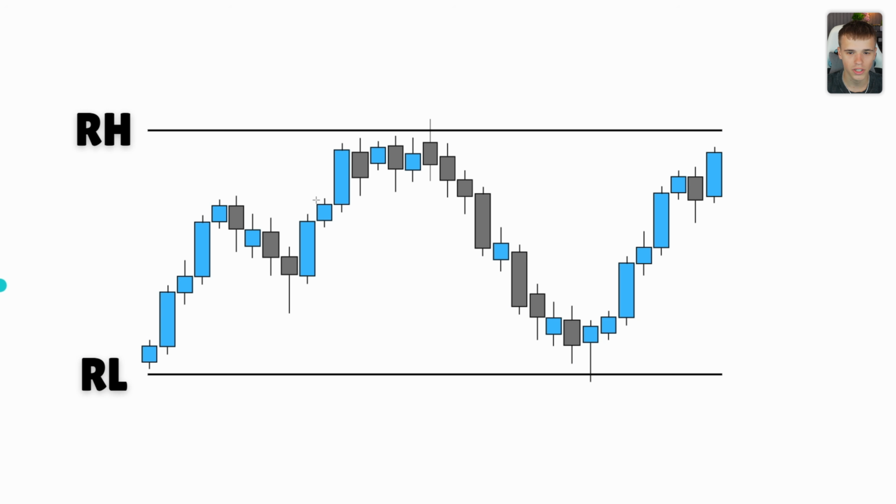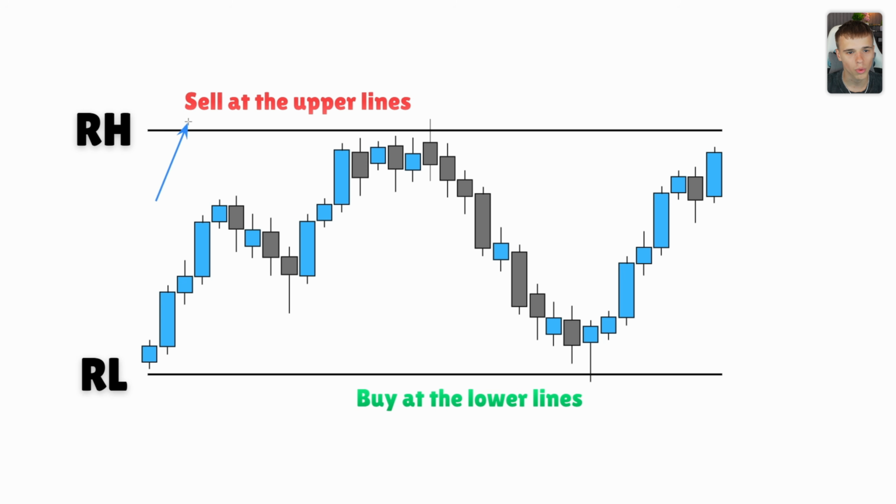So in the end that is going to look something like this. We are going to manipulate the range highs in the market, followed by that we are going to go down and take out the range lows in the market, and then the market is just going to continue the overall direction to the upside. So what we have to take out of this is we need to sell at the upper line, and then we need to buy at the lower line. So basically at the range high we sell the market, and at the range low we buy the market.